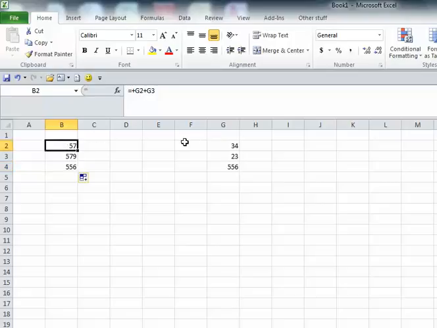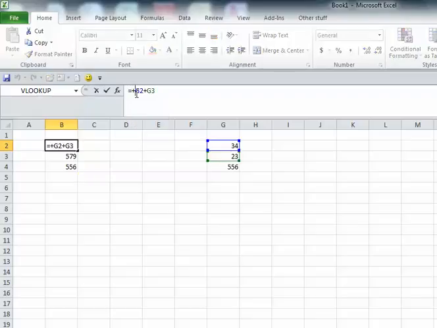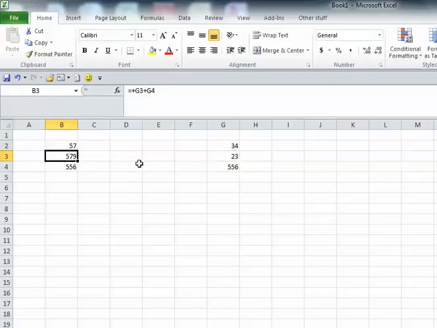Say we wanted to always be adding G2 and G3 together, and let's still copy it down. What you need to do is put dollar signs in front of what you want to stay constant. So in here we put a dollar sign in front of the G, a dollar sign in front of the 2. So then this is always G2. Here if we put a dollar sign in front of the G, say we don't put the dollar sign in front of the 3, we just press enter.